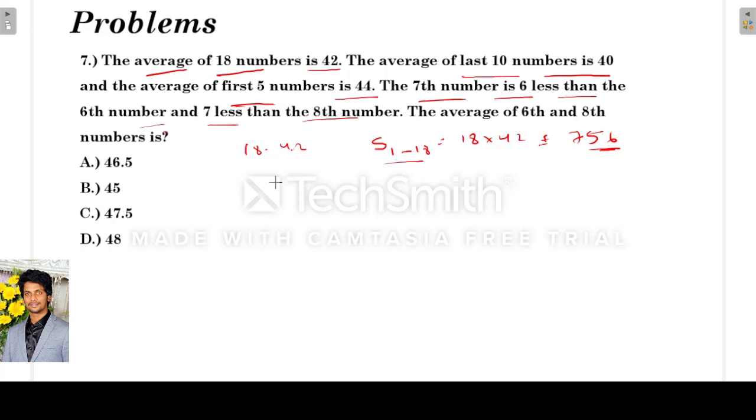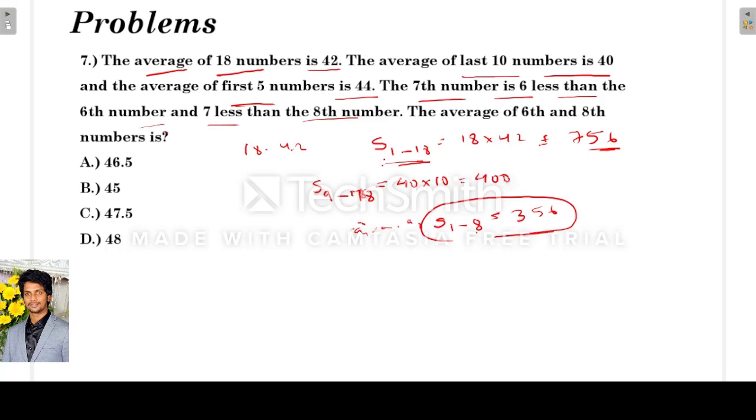Now they are telling last 10 numbers. So last 10 numbers will be from S9 to 18, because we have to remove the first 8 numbers. So for the last 10 numbers, they are telling average is 40. So 40 into number of numbers, last 10, right? So n is 10, so 400. So if we subtract this from this, we can get S1 to 8 is 356, because S1 to 8 plus S9 to 18 will be the total sum, right? So the sum of first 8 terms, A1 plus A2 up to A8, is 356.